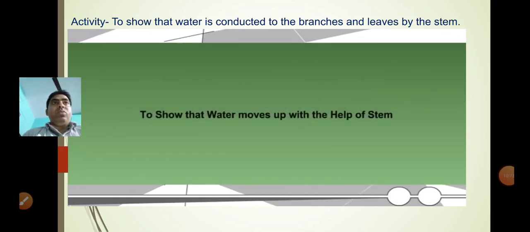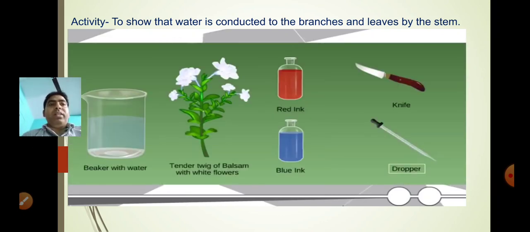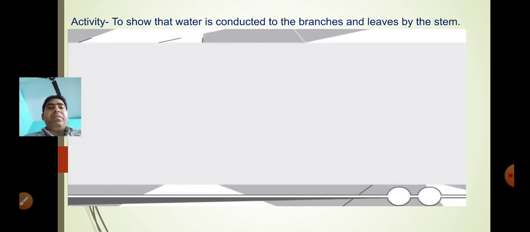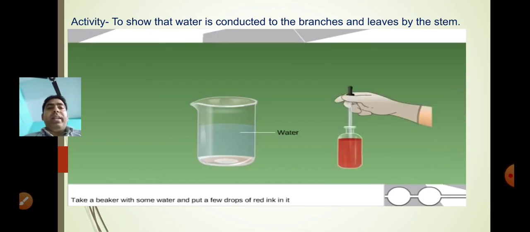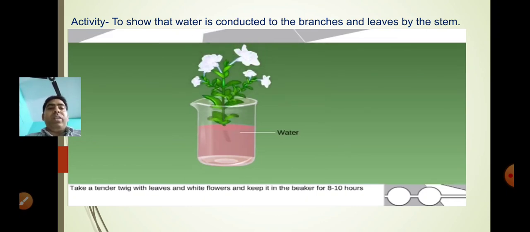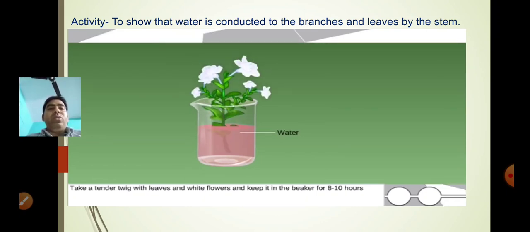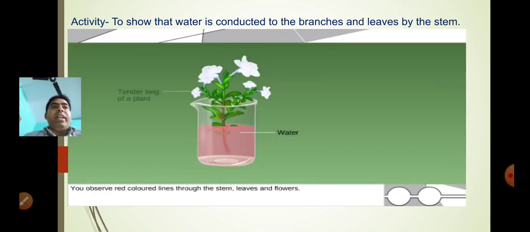Now we are going to see the activity. Okay, what is the activity? To show that water is conducted by the branches and leaves of the stem. We will take a dropper, a beaker with water, red ink, blue ink, a knife, and a twig. What is the method? You have to take a beaker with some water and put in a few drops of ink, and take a tender twig with leaves and white flowers and keep it for 8 to 10 hours.